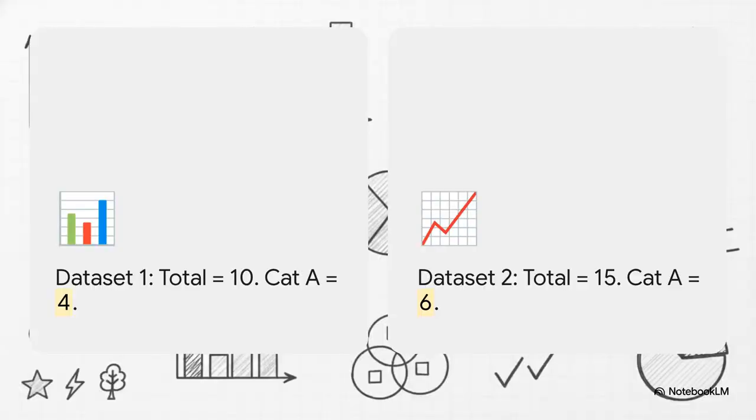Let me show you exactly why this is a problem visually. We have dataset 1 with a total of 10 observations, where category A was counted 4 times. Then dataset 2 has a total of 15 observations, and category A was counted 6 times. If you just look at the raw counts, 6 is obviously bigger than 4. You might instantly think category A is more dominant in dataset 2. लेकिन ये completely misleading है, because the total observation pools, 10 versus 15, are entirely different. You are quite literally comparing apples and oranges here.